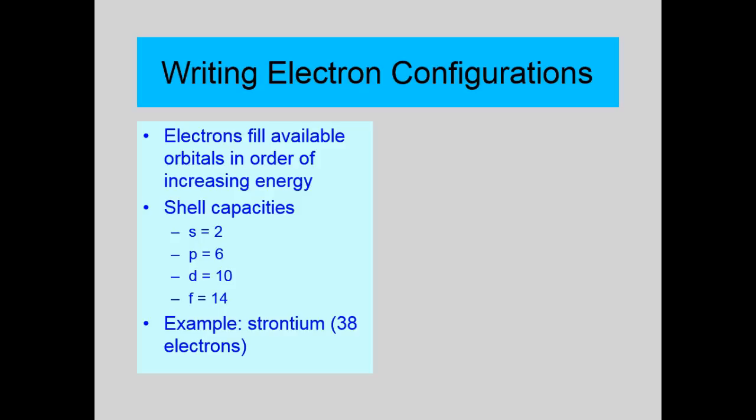The shell capacities. The S shell can only hold 2 electrons, the S1 and the S2. The P shell can hold up to 6 electrons. Okay? P1 through P6. D shell, up to 10 electrons. Those are the transition metals in the middle. And the F shell can hold up to 14 electrons. Those are the rare earths, the lanthanide and the actinide series at the bottom.